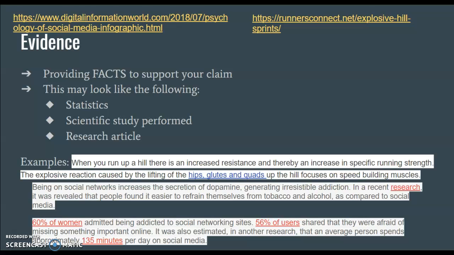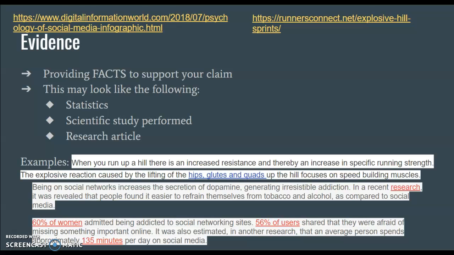Okay, for my claim or my question about social media, here I'm providing evidence. I've got some facts. Being on social media releases dopamine. This is a hormone from the brain that is linked to addictions, things like gambling, tobacco, alcohol, and so forth. So that's actual scientific evidence. I have statistics here at the bottom. 60% of women admit being addicted to social media. 56% of users share they're afraid of missing something important. The average person spends 135 minutes per day on social media. So those are statistics. That's like using actual numbers for the evidence.